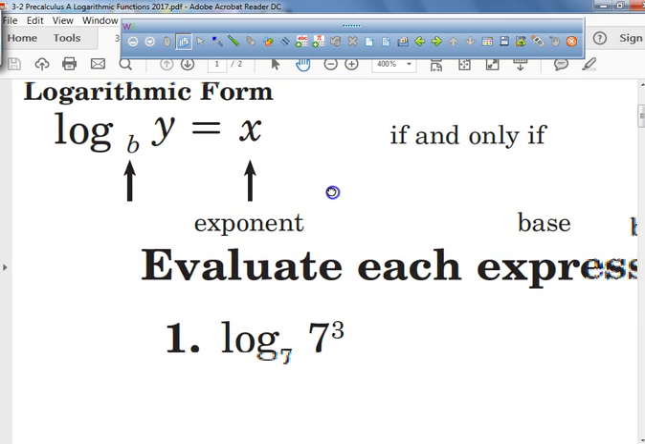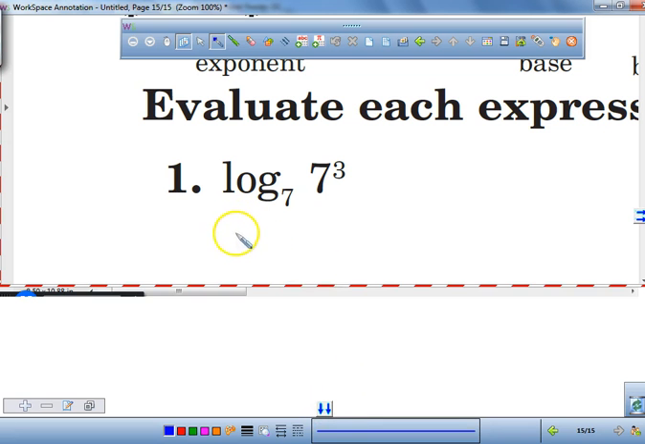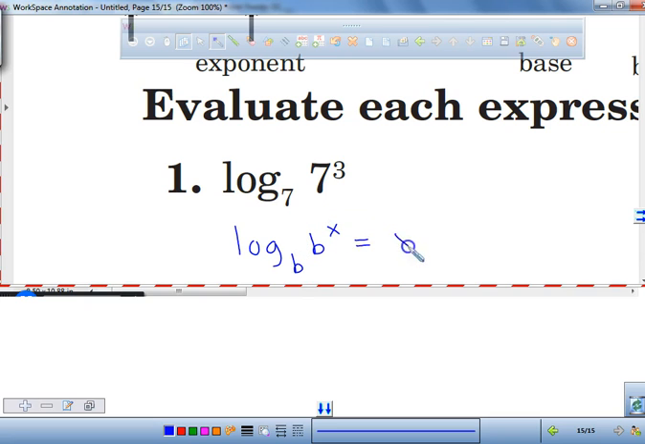Problem number 1. Without the use of a calculator, this one follows a rule. This is the rule that problem number 1 follows: log base b of b to the power of x equals x. This is in your basic properties of logarithms. This should be in your notes.